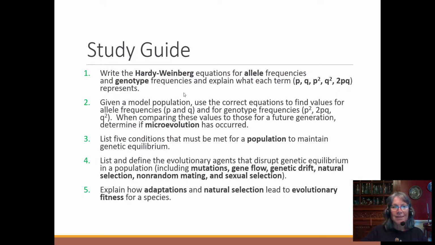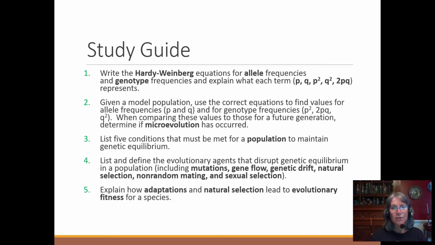Our goals or our learning outcomes objectives for this lab. You should be able to write the Hardy-Weinberg equations for allele frequencies and genotype frequencies. So P and Q are our allele frequencies. P squared, Q squared, 2PQ are genotype frequencies. Given a model population, you should be able to use those equations to find the P and Q values as well as determine the genotype frequencies.